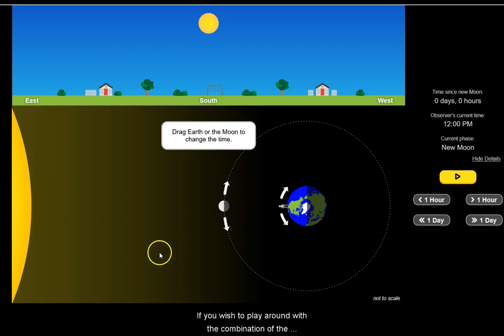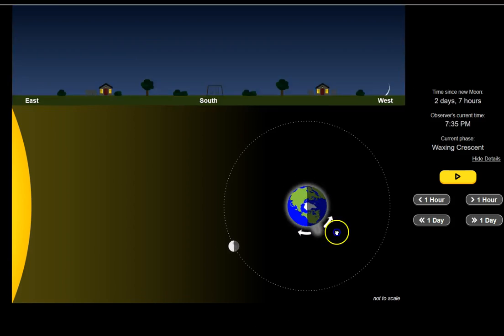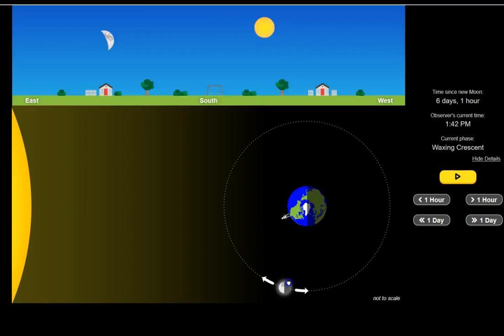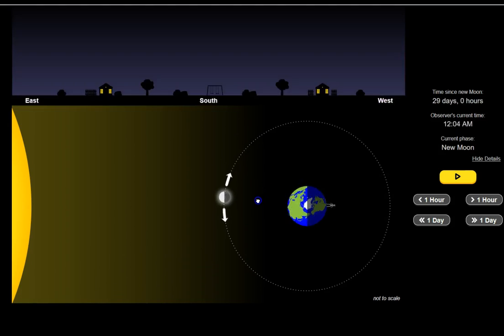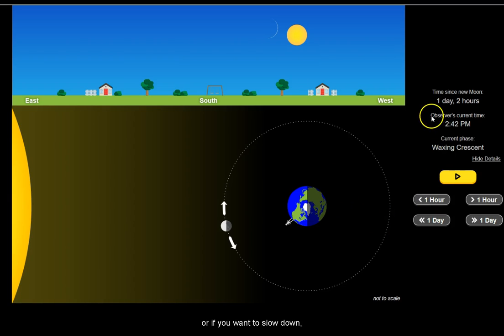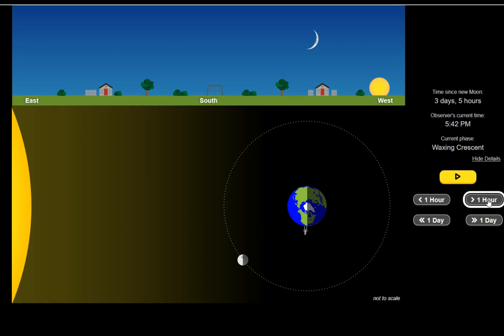If you wish to play around with the combination of the Earth's rotation and the moon's orbit, feel free to grab either of the bodies to move them around. Or if you want to slow down and see in detail when the moon may rise after the sun, during the waxing phases, or before the sun during the waning phases, you can incrementally fast forward day by day or hour by hour. Have fun.